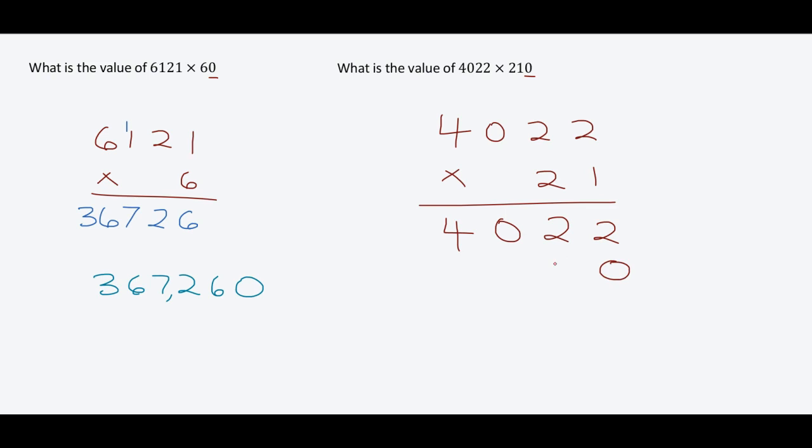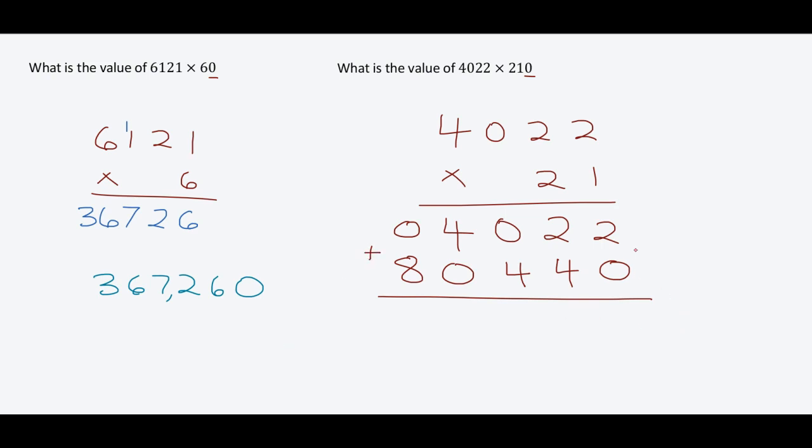2 multiplied by 2, we have 4. 2 multiplied by 2, we have 4. 0 multiplied by 2, we have 0. 4 multiplied by 2, we have 8. So we're going to put a 0 in place, and then we add.